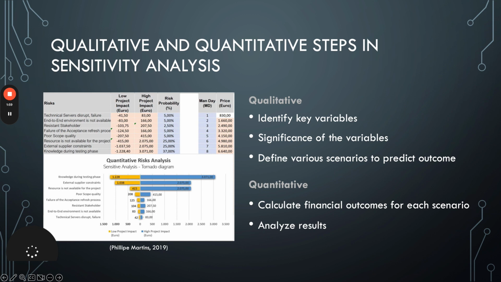That is where we find ourselves diving deeper into the quantitative steps. We're able to calculate the financial outcomes for each scenario and analyze the results to determine how much the impact will actually have. Sensitivity analysis calculations can find metrics like the net present value, or NPV, internal rate of return, IRR, payback period, and several others. So from these calculations, we can start to get a better understanding of what risks we're actually taking.